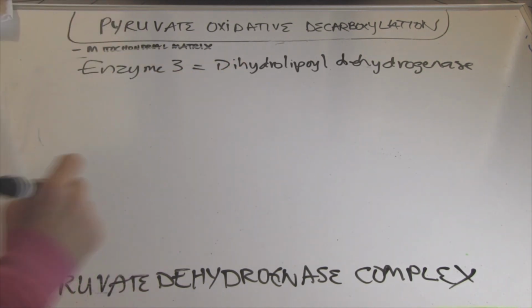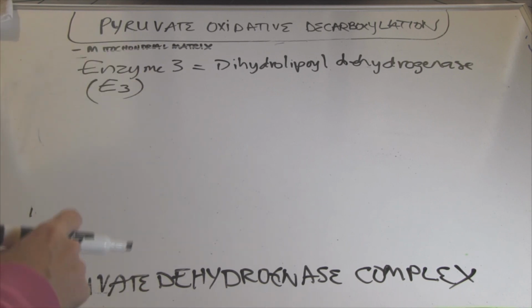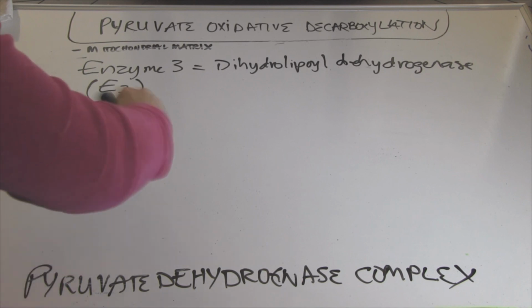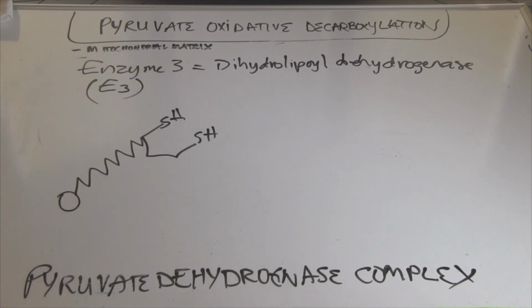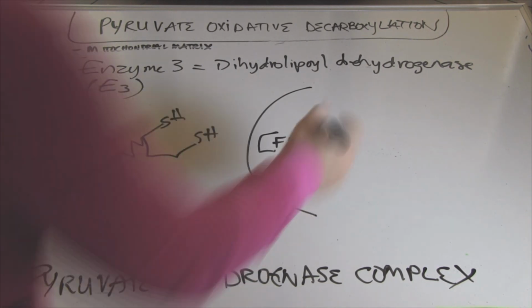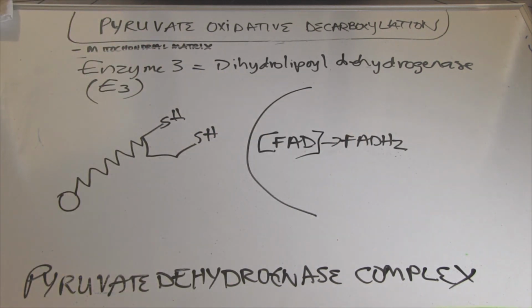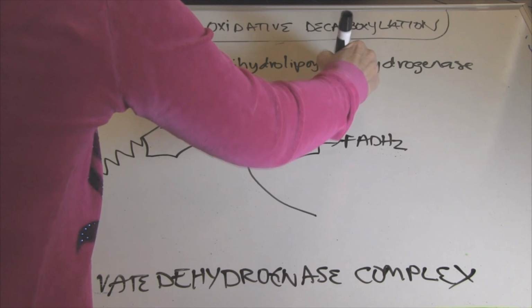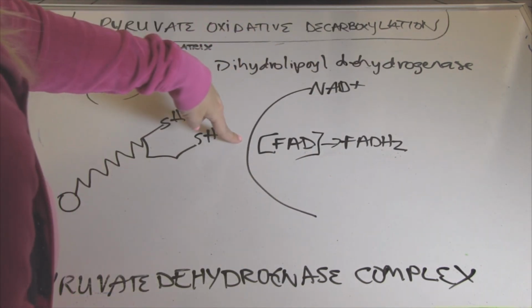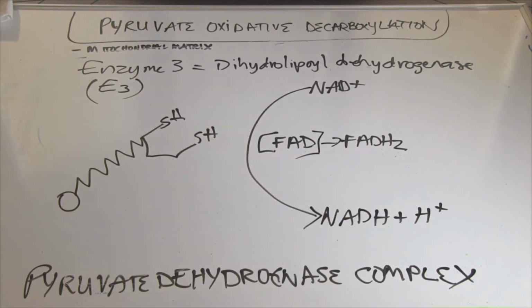Dihydrolipoyl dehydrogenase is the enzyme number 3, or you can say E3. And from here, what we want to do is get rid of these hydrogens. So they're going to first give it to FAD, but FAD is not a mobile electron carrier, but NAD is. So NAD comes in, takes them from FAD.